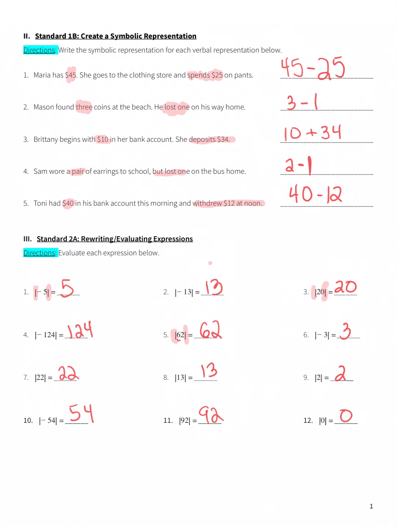Okay, hopefully you tried these on your own and you remembered the absolute value. When you're finding the absolute value, it is always a positive number. So here we go. 13, 124, 3, 22, 13, 2, 54, 92, and 0. So this is a unique situation. The absolute value of 0 is 0. 0 is not a negative or a positive number, but we know that 0 is 0 away from 0. All right, let's move on to the next page.